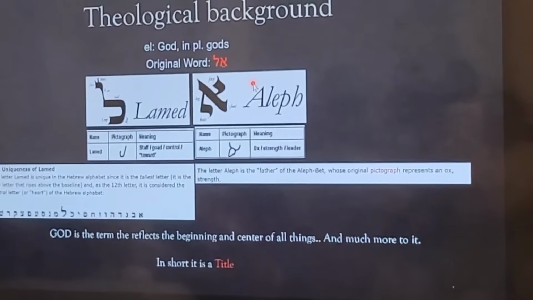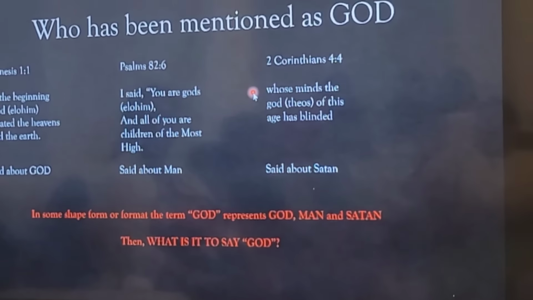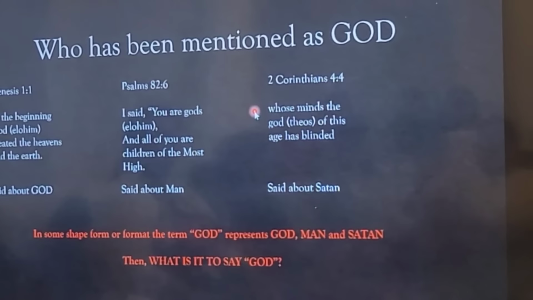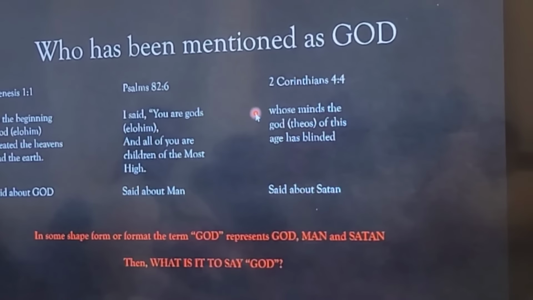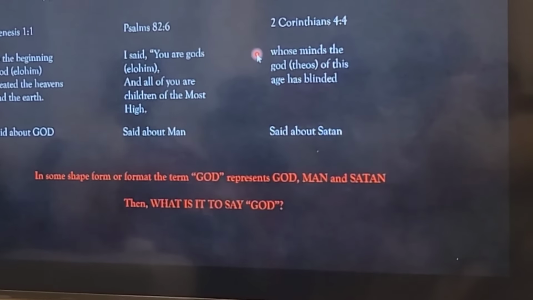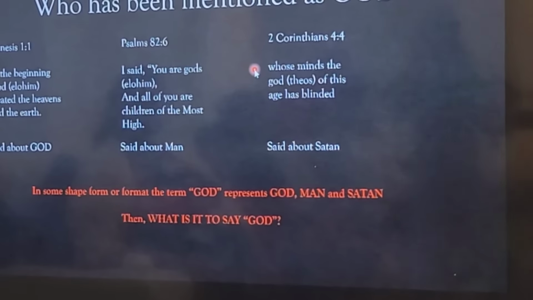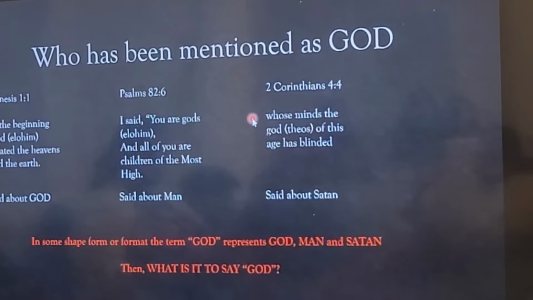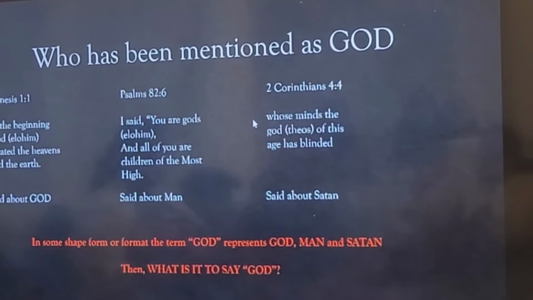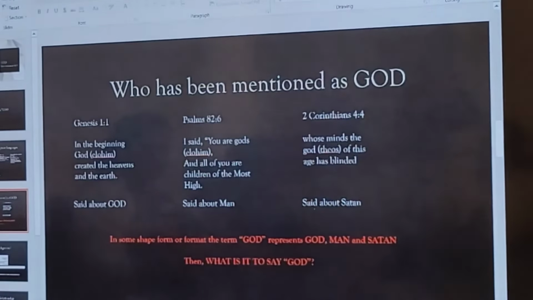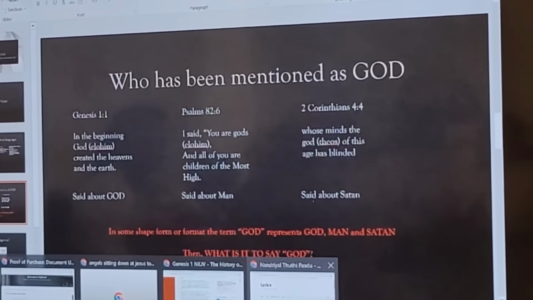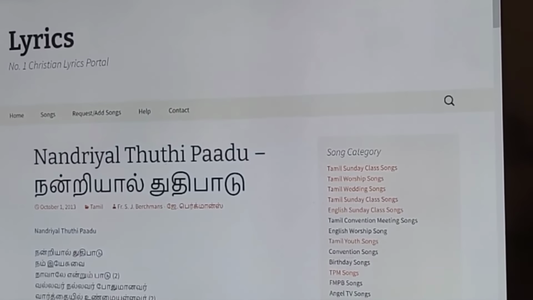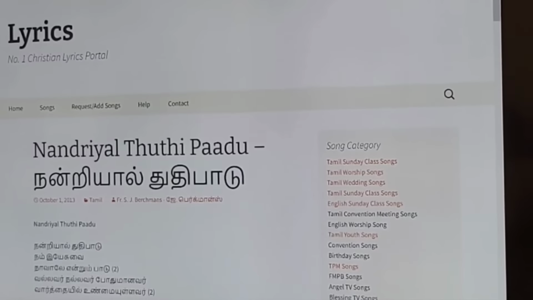So, if I go to the next slide. In the beginning, God, Elohim, created the heavens and the earth. Would someone read Psalms 82? I have put only this one reference here. Psalms 82:6. Actually, I'll put the entire Psalm 82 here, and we can read verse 6 from it.